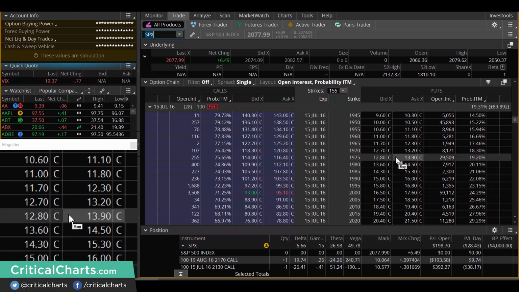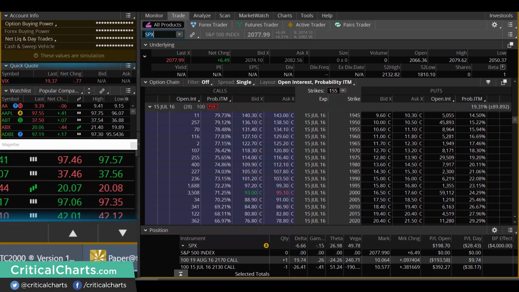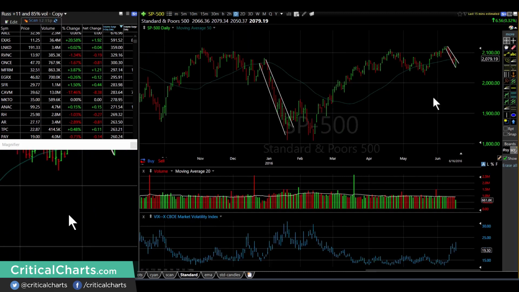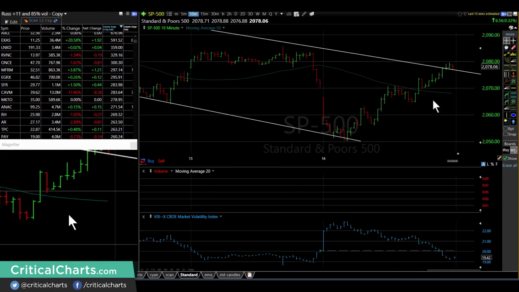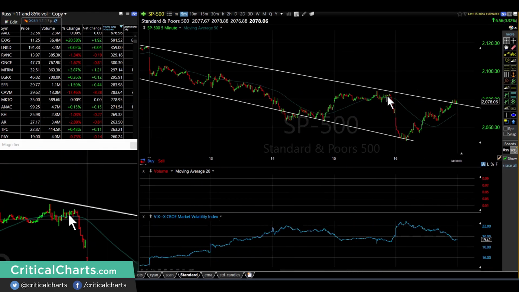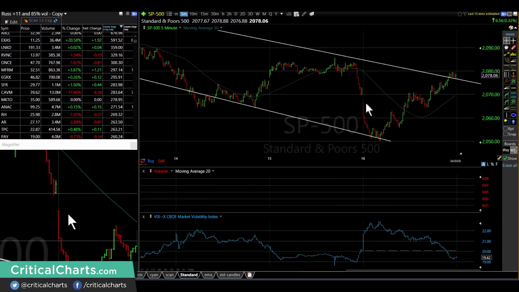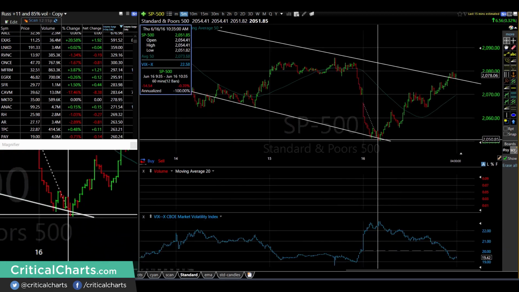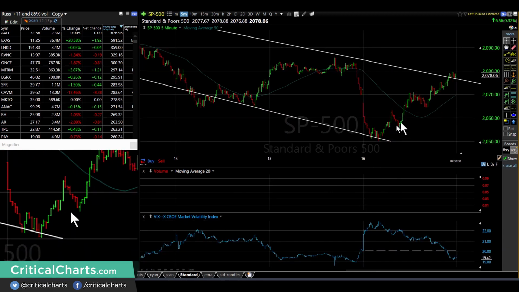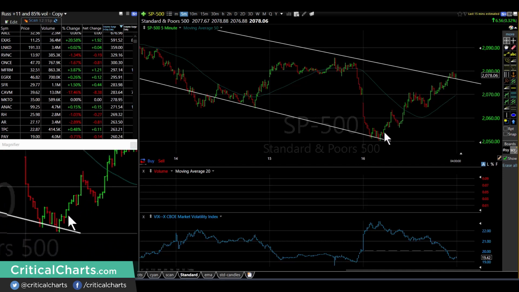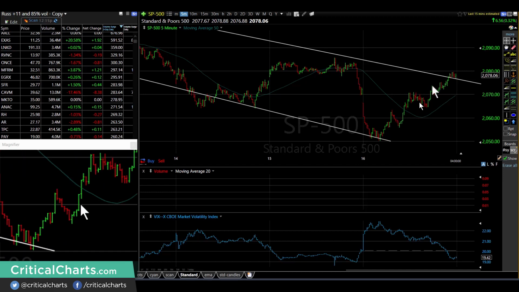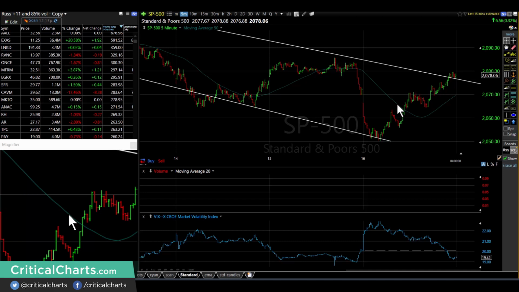It's more expensive to buy puts or calls, and the market whips around. For example, if you look at today's action on the intraday, you can see we had a major sell-off. It was about a 14, 15, 20-point sell-off, and then we popped back higher into positive territory. That's what you'll get in these volatile market environments.